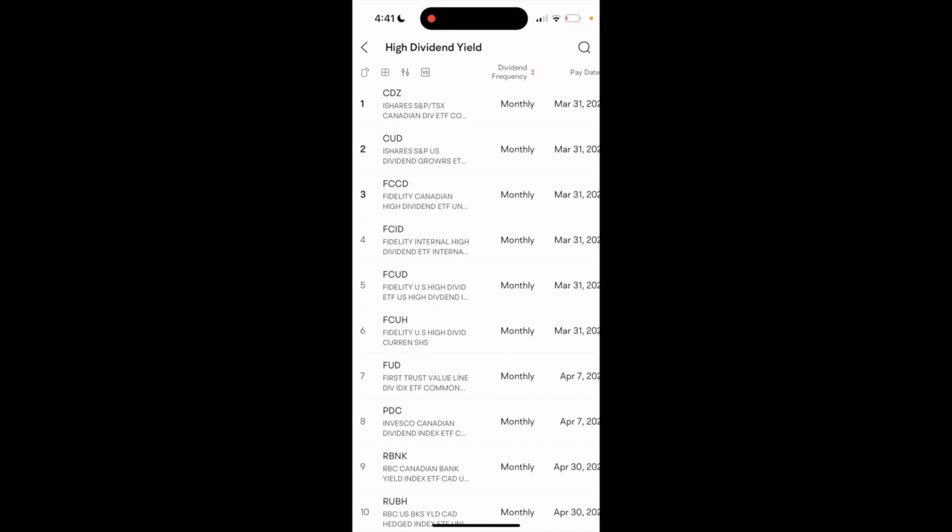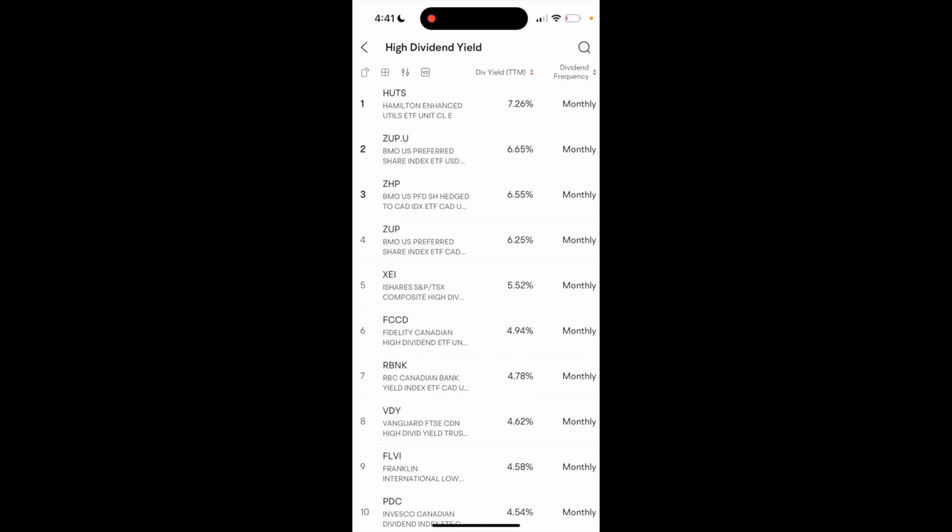So if you're looking for high paying Canadian dividend ETFs, this option right here will show you about what's being presented. Do your own research, of course. This is not financial advice whatsoever, but I just wanted to show you guys how you can find and identify and ultimately invest in Canadian high dividend ETFs here on Moomoo.